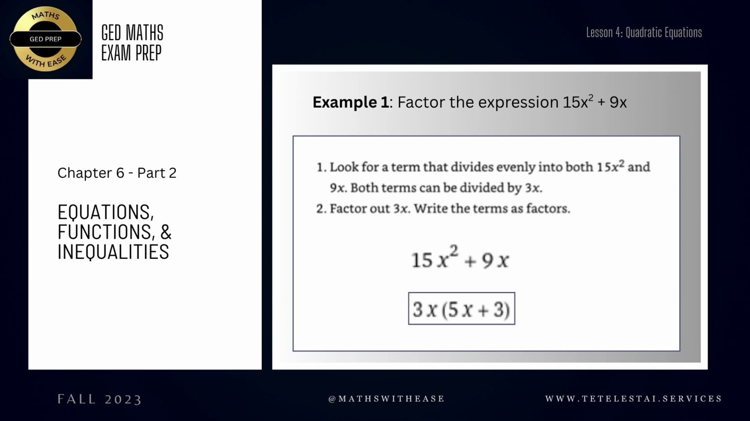So you want to factor out 3x and then rewrite your quadratic expression in terms of your factor. Since we've decided that 3x goes into 15x squared and into 9x, you would write down 3x, and then in parentheses you would have 5x plus 3. Since 3x times 5x would give you your first original term, 15x squared, and 3x times 3 would give you 9x. That's essentially what factoring out means: finding the lowest common factor between a set of terms.